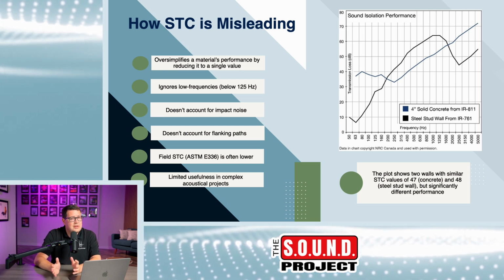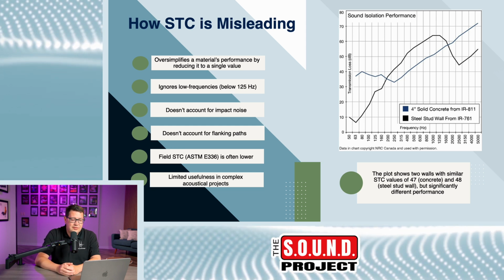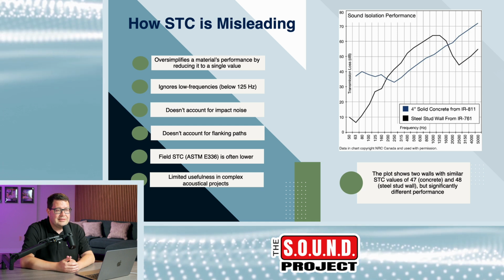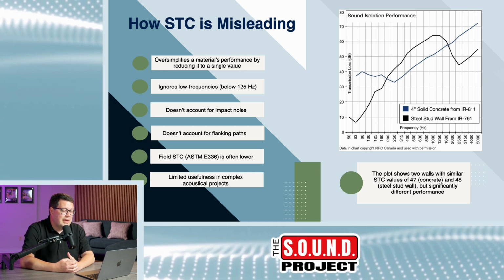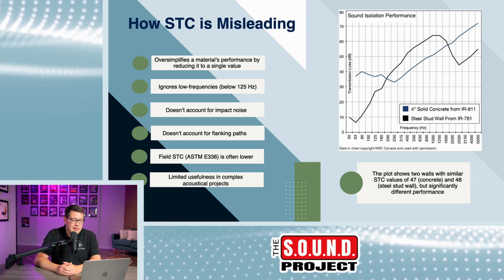I also mentioned the field STC measurement. It's often 3 to 5 points lower. That's tested with an ASTM E336. We do this test a lot of times in the field when we're trying to diagnose sound isolation issues, and that's going to be different than what's done in a lab because of the care that's taken.